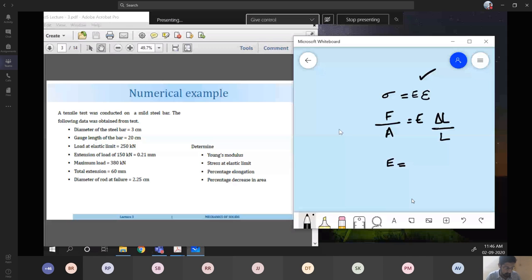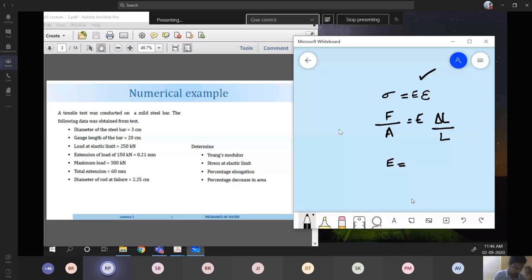Others, I want to calculate the stresses in elastic limit, percentage elongation, and percentage decrease in area. So Ram, did you get the answer for Young's modulus? How much are you getting? So 2.02 into 10 power 11. I need the unit. The unit will be Newton per meter square.